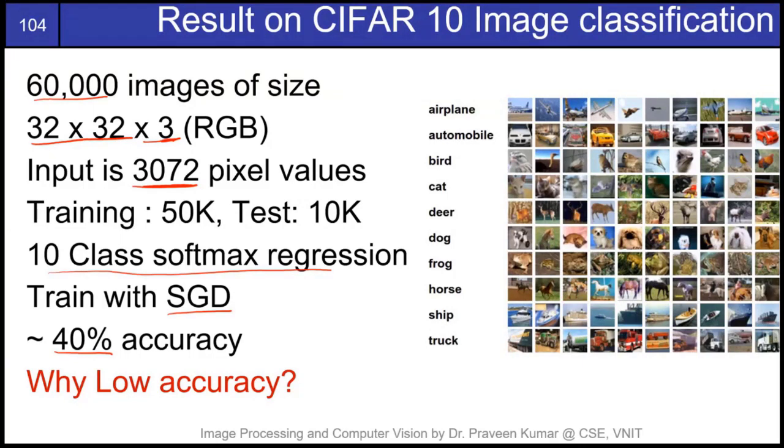So learning all those variations using just raw input pixel values, and also using a very simple classifier, is hard. So one problem is that we are just using the raw input pixel values. We are not doing any high level feature extraction. The other problem is about the classifier also. Our classifier is too simplistic.